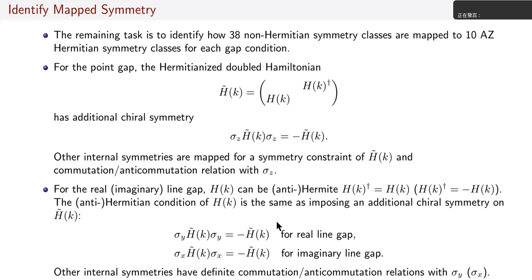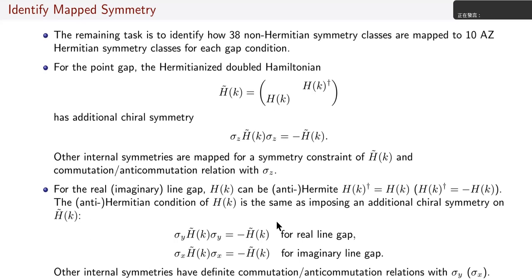Then we can identify the symmetry group, and this is the algebraic relation for the Hermitianized, that is, the Hermitian case. So the classification for any dimension is the same. The topological classification follows.